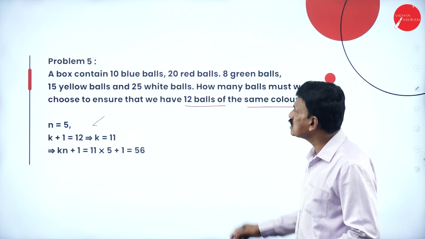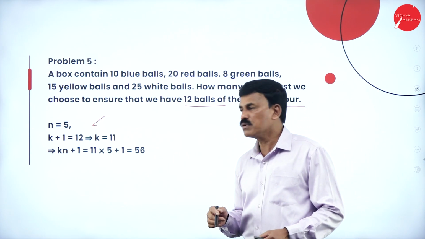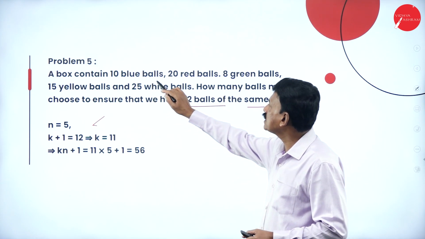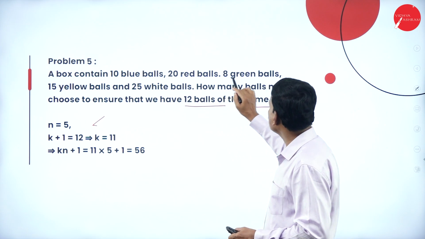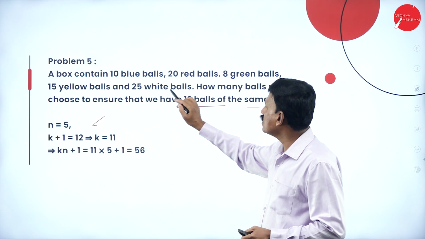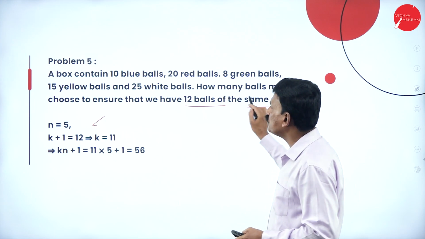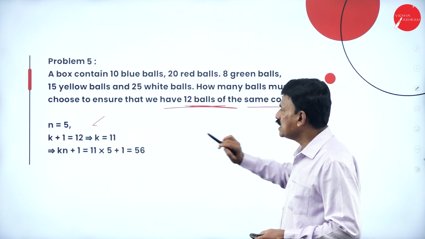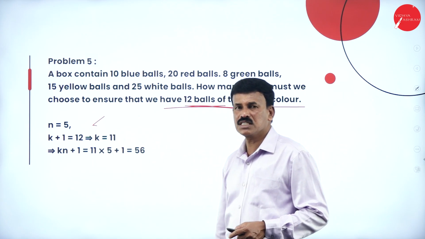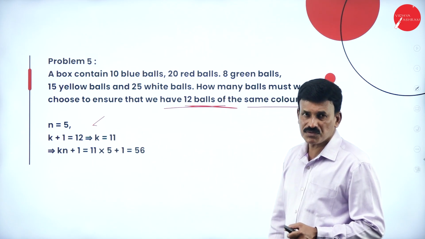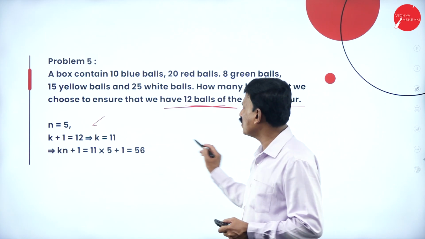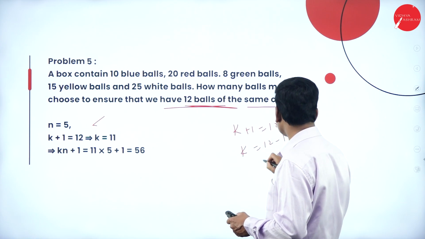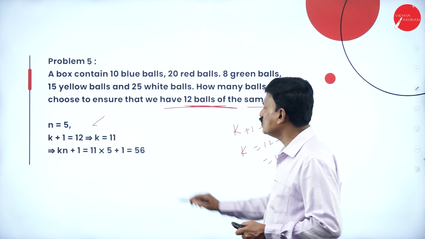According to this, k into n plus 1 is the formula, and k plus 1 is equal to 12. So, here n is equal to 5 and k plus 1 is equal to 12. Once we know k plus 1 is equal to 12, easily we can find the value of k. Therefore, k is equal to 12 minus 1, which is 11.